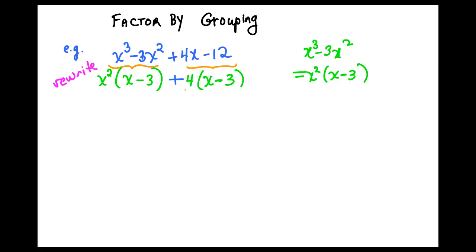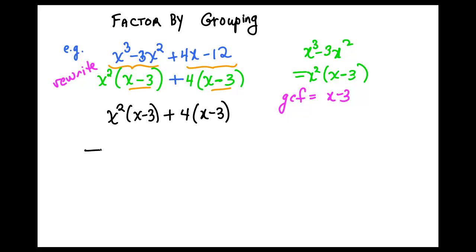Now in this rewrite, we have x minus 3 common to both, so we're going to factor that out. That is the greatest common factor. So the greatest common factor in the second line is just x minus 3. So I'm going to take x squared times x minus 3 plus 4 times x minus 3, and having pulled out the x minus 3, I'm now going to divide those terms by x minus 3 to see what goes in the remaining parentheses.